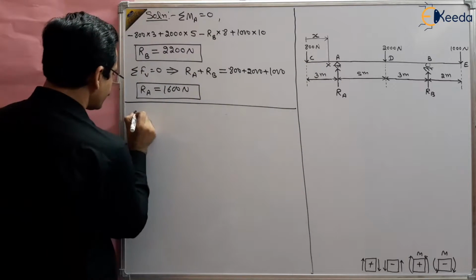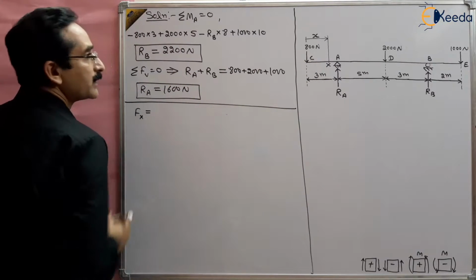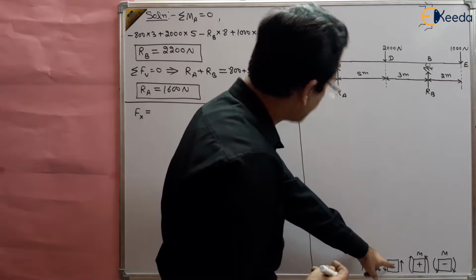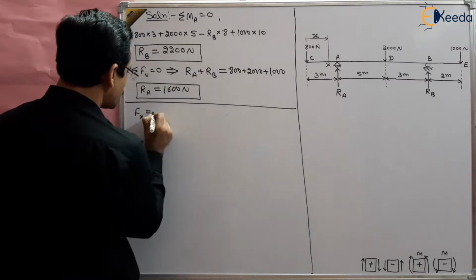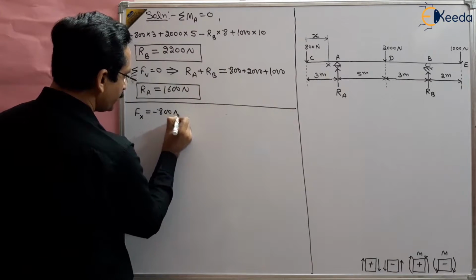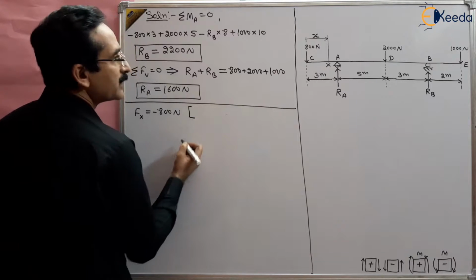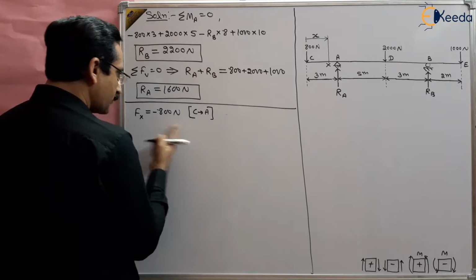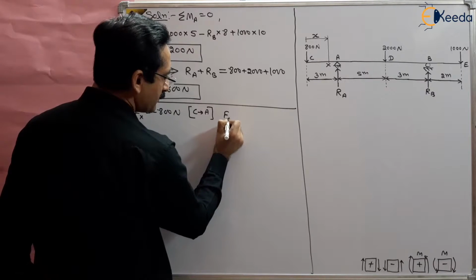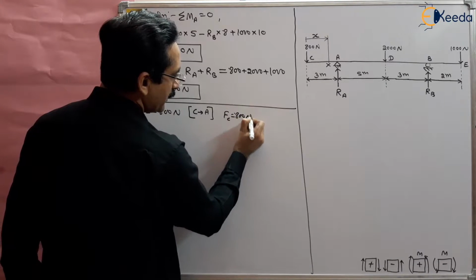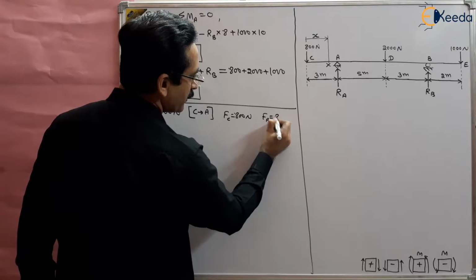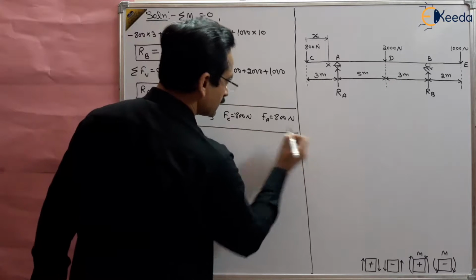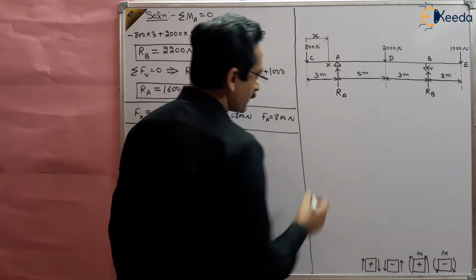So Fx will be equal to, and leftward is negative, so minus 800 Newton, and this will be valid between C to A. The value will remain the same. The value at Fc will be equal to 800 Newton, and Fa the same value because it is constant, 800 Newton, right? So this is one equation, Fx. So draw this diagram.